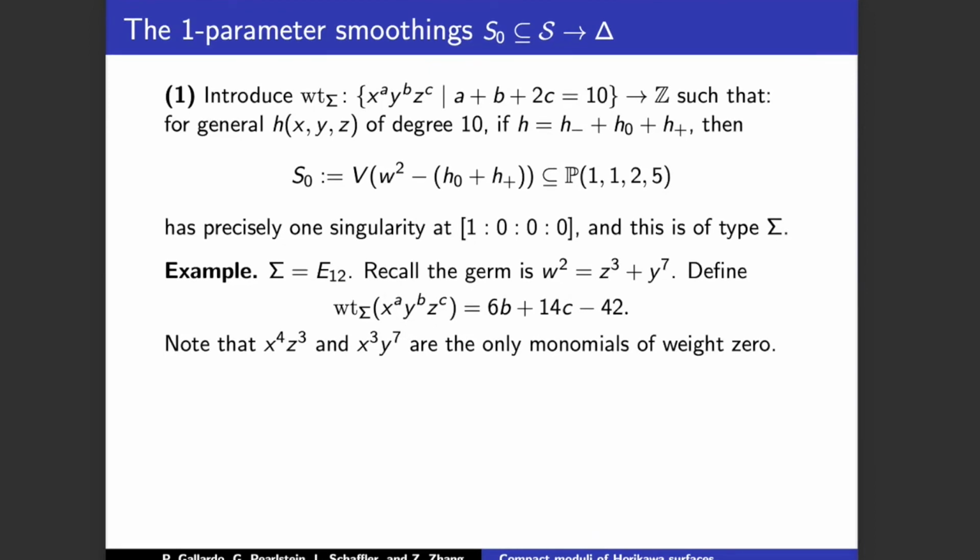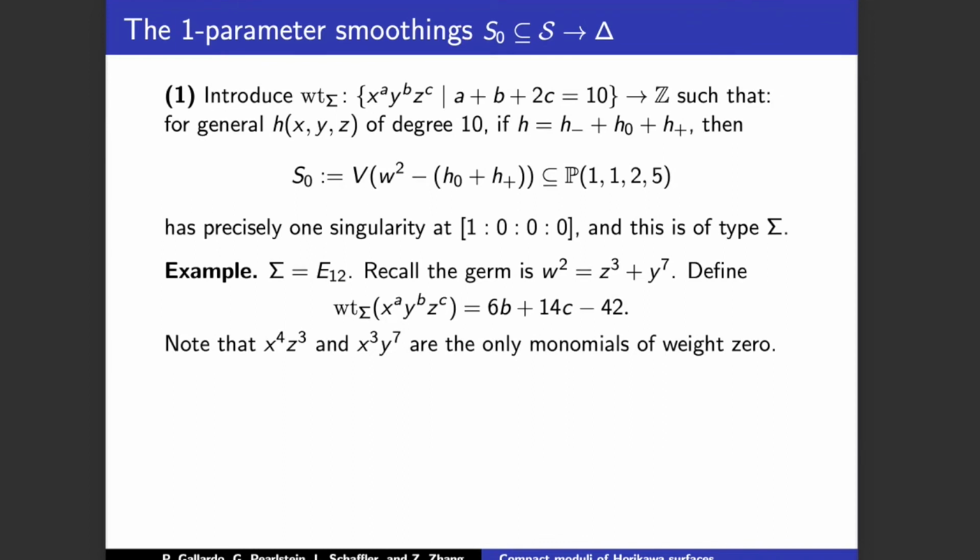And actually, if you go across all the 36 monomials of degree 10, those will be the only monomials of weight 0. So we can see that this weight function somehow in the weight 0 part is responsible for the germ. So the 0 part, h0, is the germ, and the h plus is responsible for making sure that that's the only singularity that you have by adding some higher order terms.